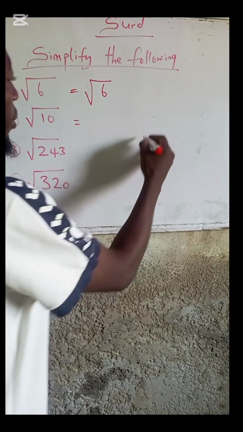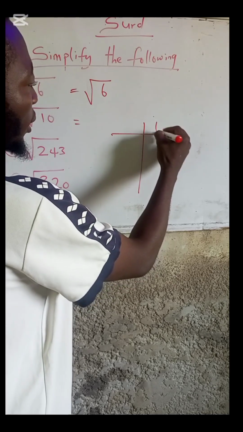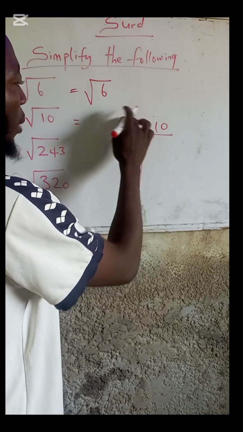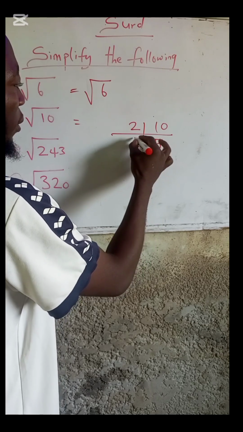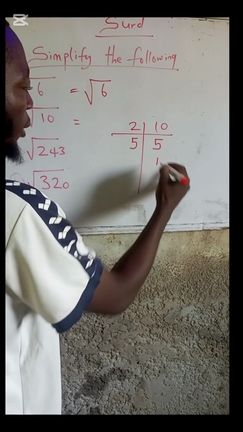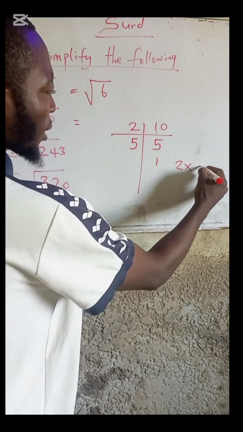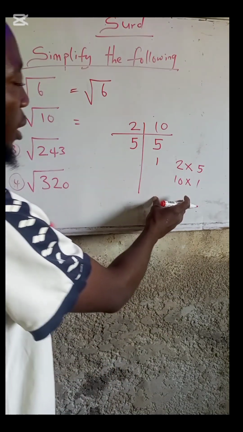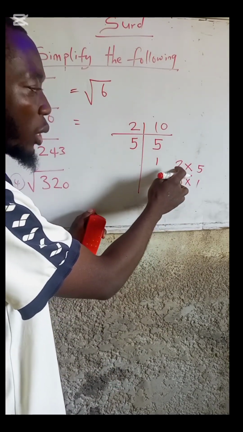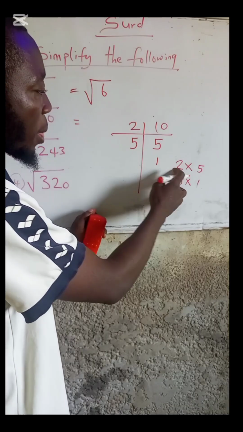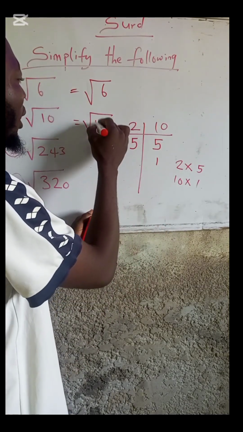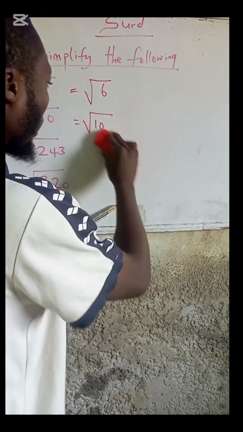Root 10 can be simplified this way. Put 10, 2 can divide, I put 2. 10 divided by 2 is 5, 5, then 1. This is 2 times 5. What do you observe? 2 is not a perfect square number. 5 is not a perfect square number. So root 10 is already in its simplified form.